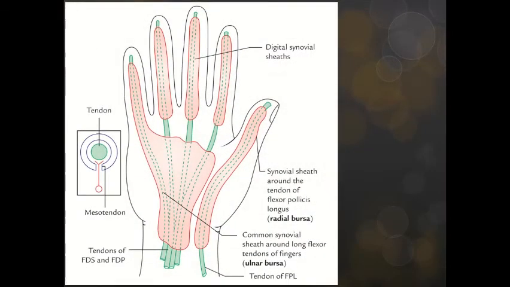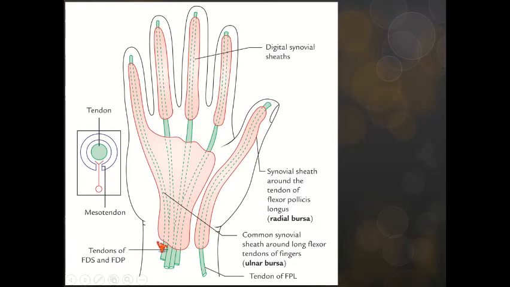Then coming to the bursa. There are two bursas, radial bursa and ulnar bursa. The radial bursa is surrounding the flexor pollicis longus tendon. So if any infection is present in the flexor pollicis longus tendon towards laterally, that infection may descend down and enter into the thumb.